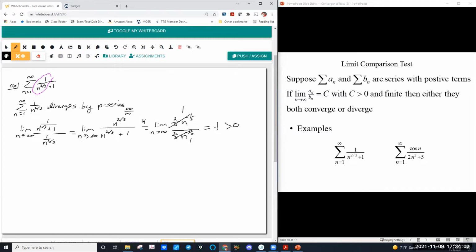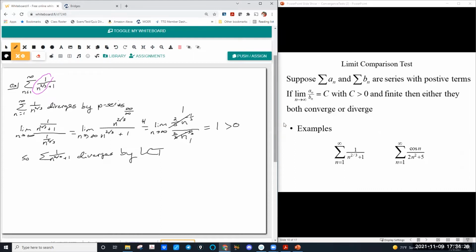This is a non-zero finite number. We already said the series we compared to was divergent. So our series diverges by the limit comparison test.